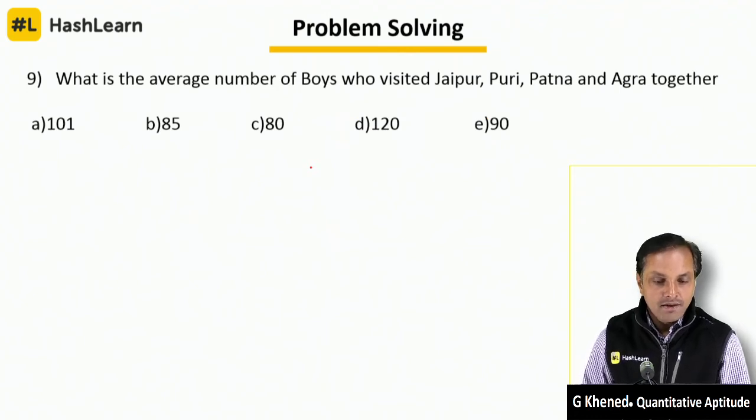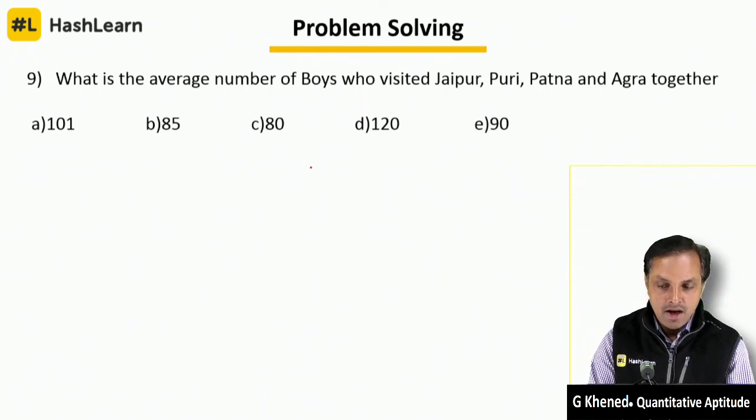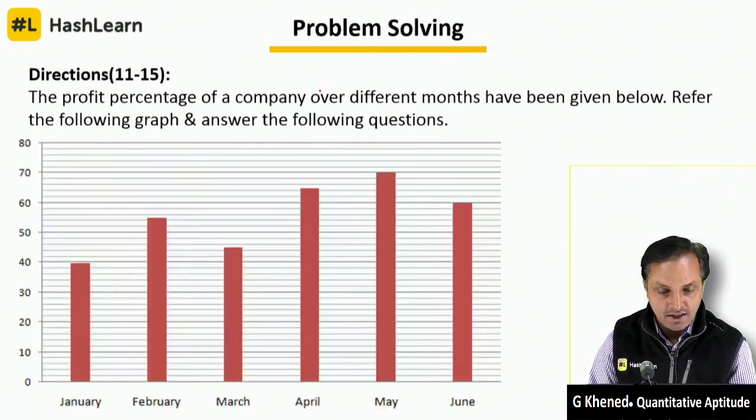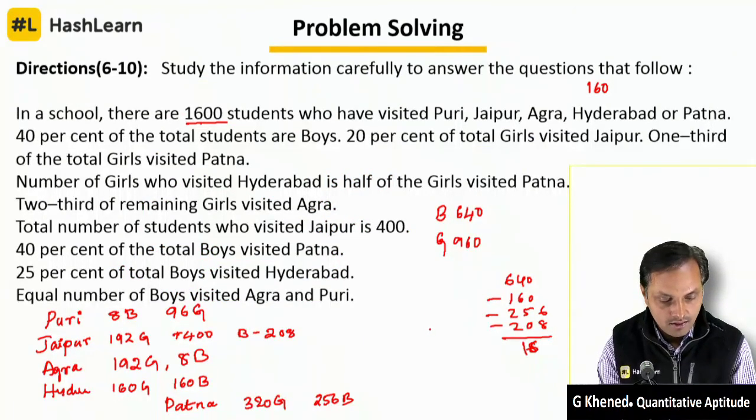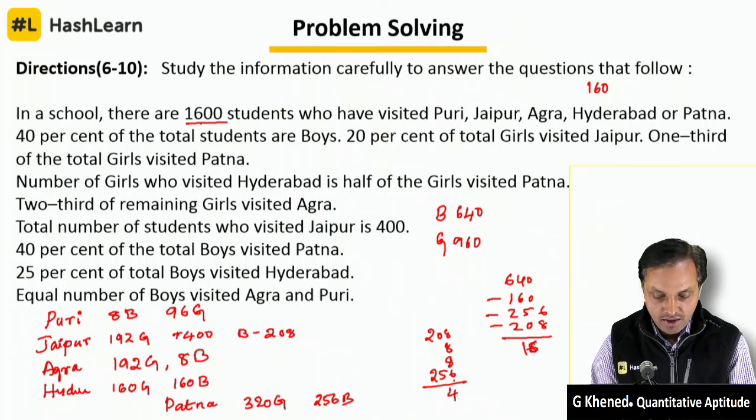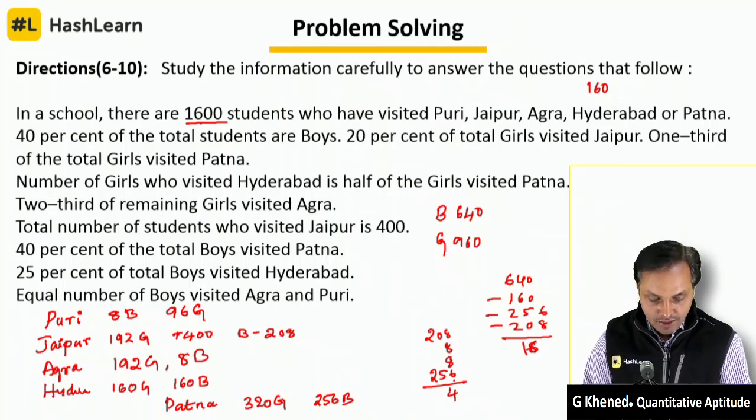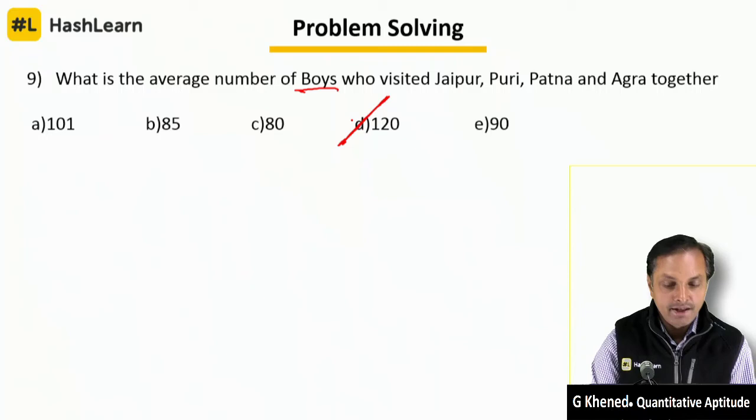Okay, what is the average number of boys who visited Jaipur, Puri, Patna and Agra together? So what you can do is take boys, Jaipur, Puri, Patna, Agra. Jaipur is 208, Puri 8, Agra 8 and Patna 256, and you have to divide the total by 4. So when you divide the total by 4, you will get 120.